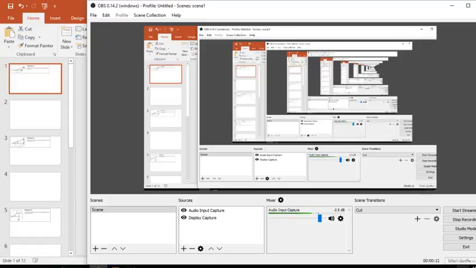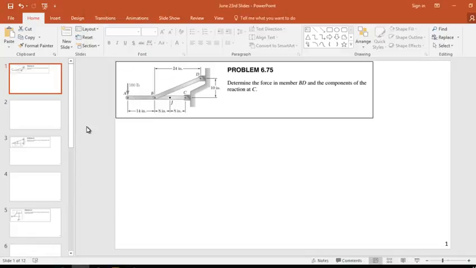So, I'm going to follow the same format as usual. Going to go over some example problems or some old homework problems from the Beer Vector Mechanics book on frames, and then we're going to move on to shear and bending moment diagrams for today. All right, so let's do that.